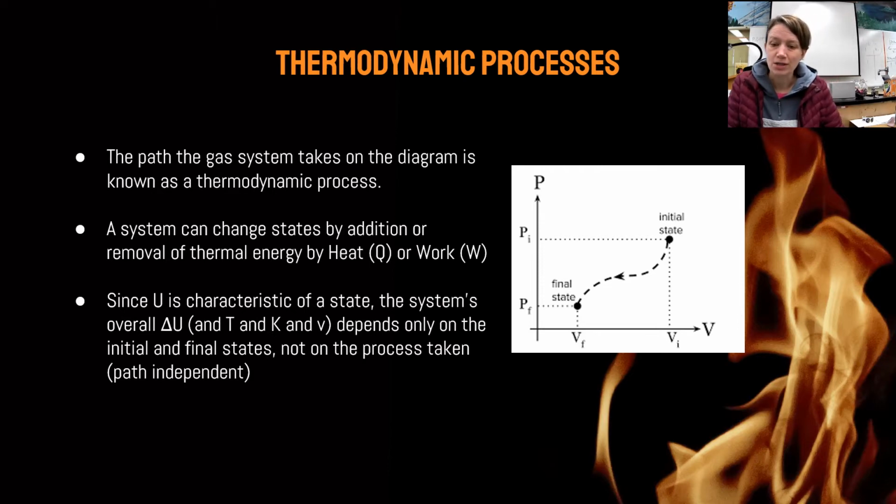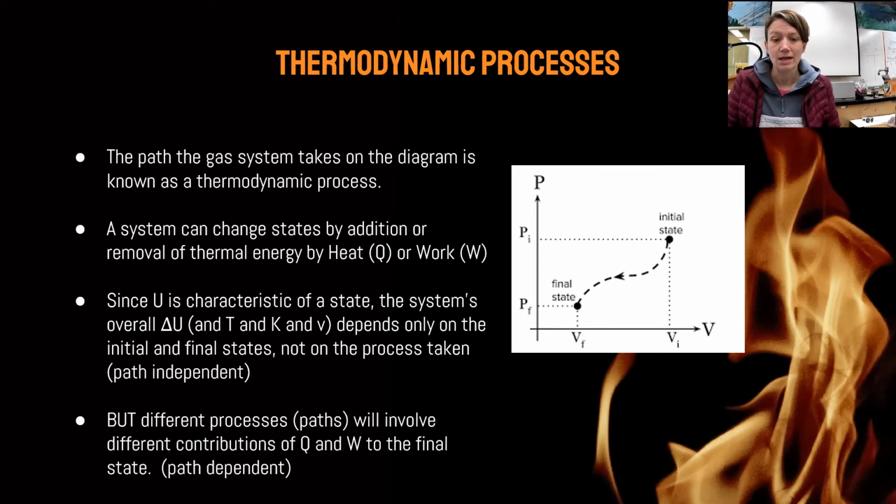Since U is characteristic of the state, the system's overall change in U, delta U, depends only on the states, the initial and the final state. It doesn't depend on the process. You can take any path to get from that initial state to that final state, and you're still going to have the same delta U. We call this path independent. So that variable is path independent.